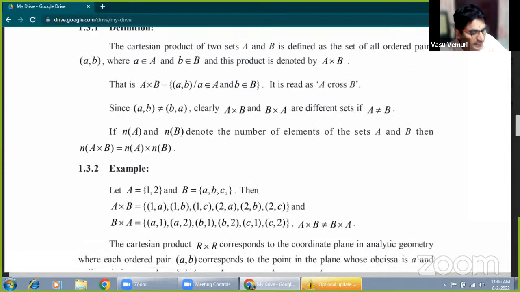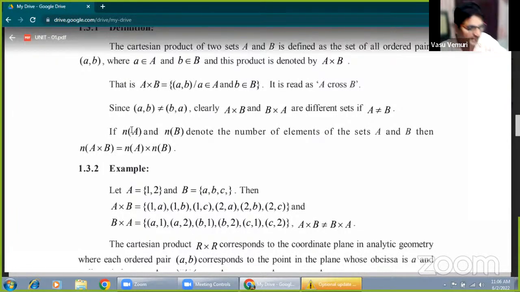But this is not commutative. Those ordered pairs are not equal, because the ordered pair of A and B is not equal to the ordered pair of B and A. This is A cross B and this is B cross A, that's why A cross B is not equal to B cross A. Finally, A and B are different sets, that means A is not equal to B.